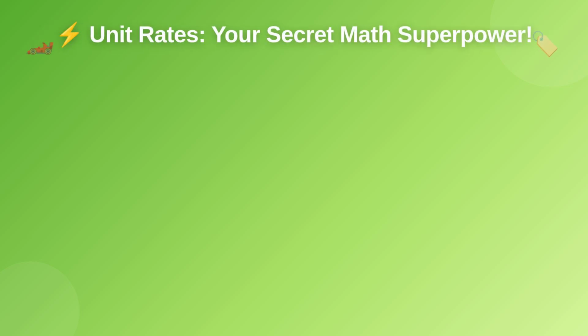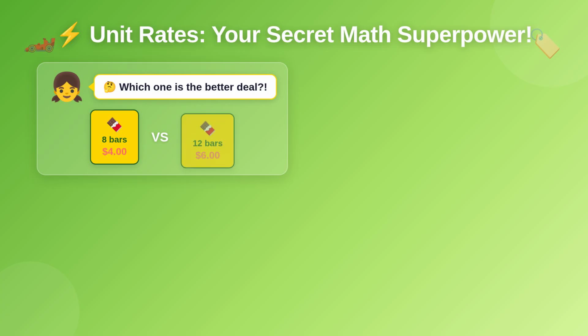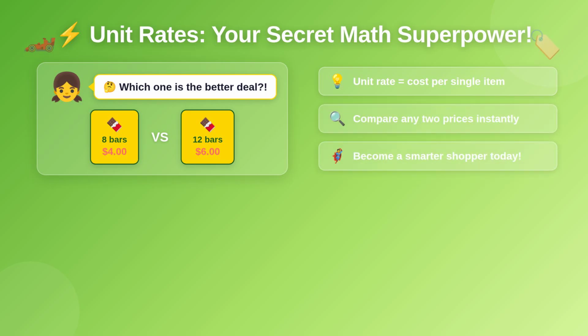Meet Maya. She's at the grocery store with her mom, staring at two boxes of granola bars. One box is 8 bars for $4. The other is 12 bars for $6. Her mom says, "Pick the better deal, Maya." Maya freezes. They look the same. Or do they? That's exactly the kind of problem unit rates solve. And by the end of this video, you'll crack it in seconds.